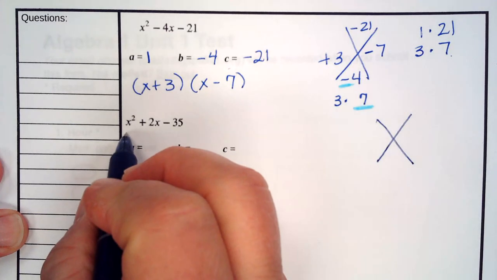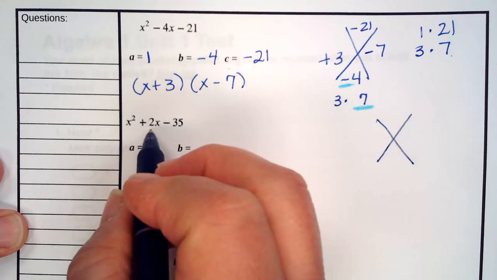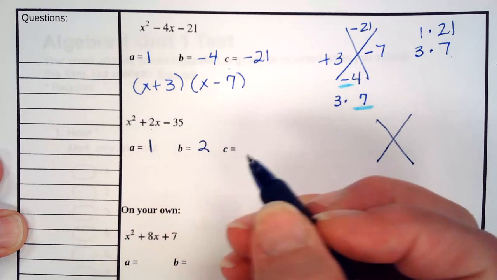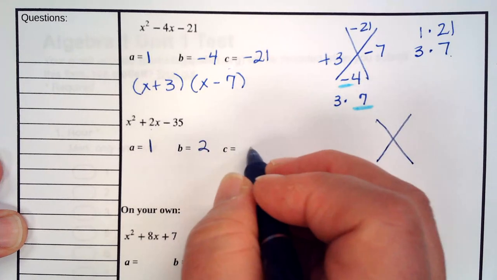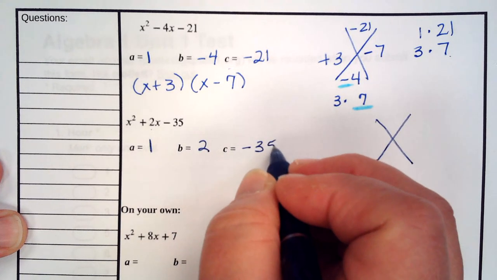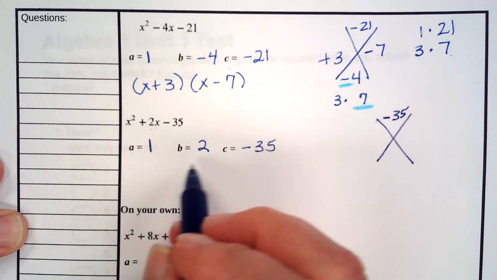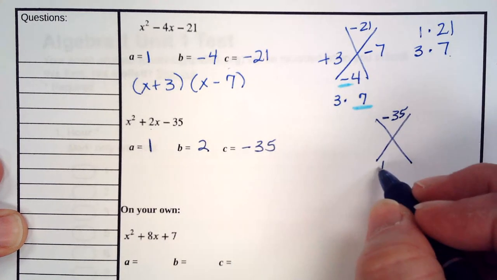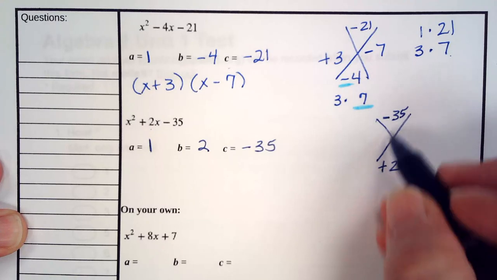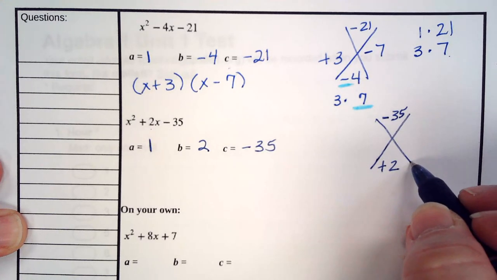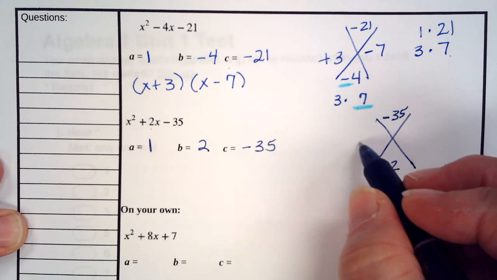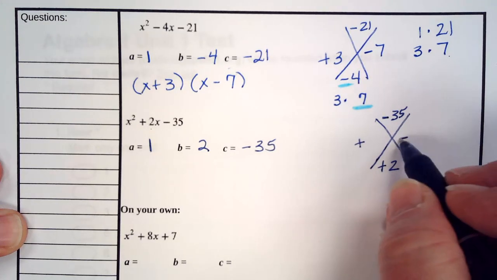Okay, what is A? That would be 1. What is B? That would be 2. What is C? That is -35. Once again, this is a +2. I know I've got to have a negative number when I multiply, so one must be positive and one must be negative.